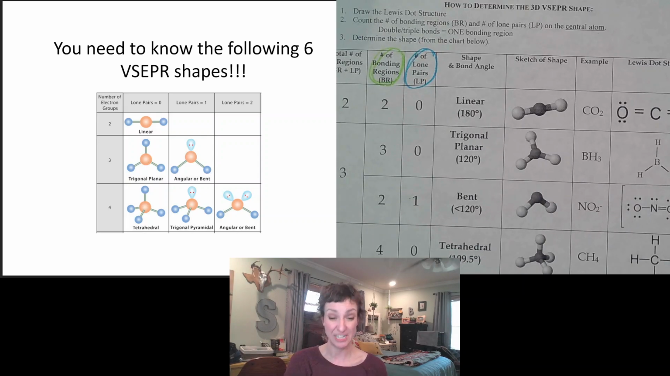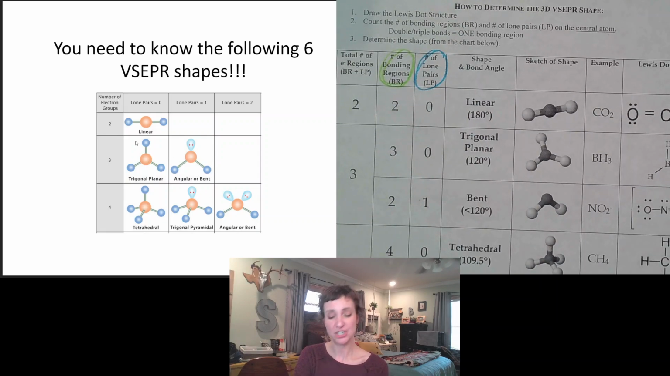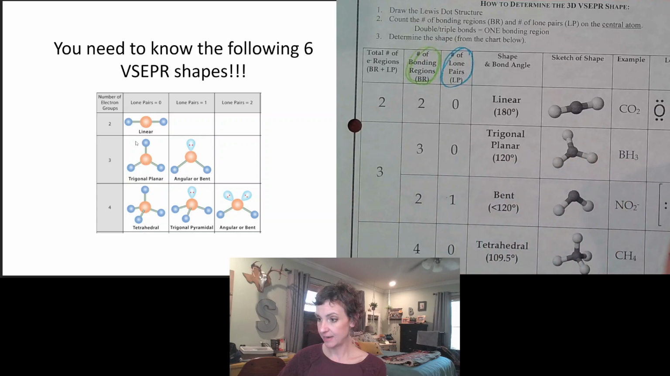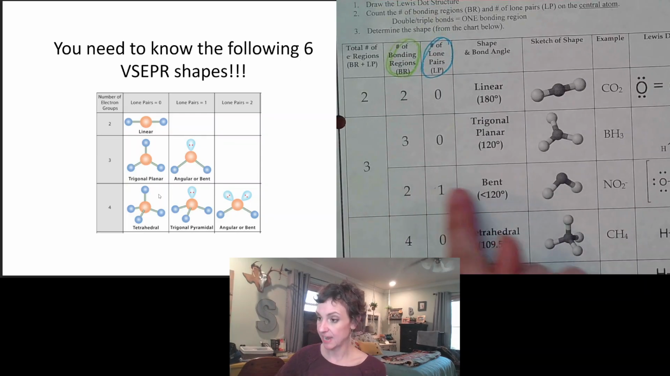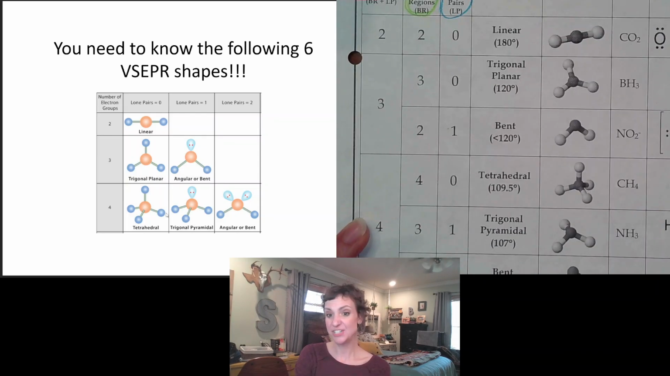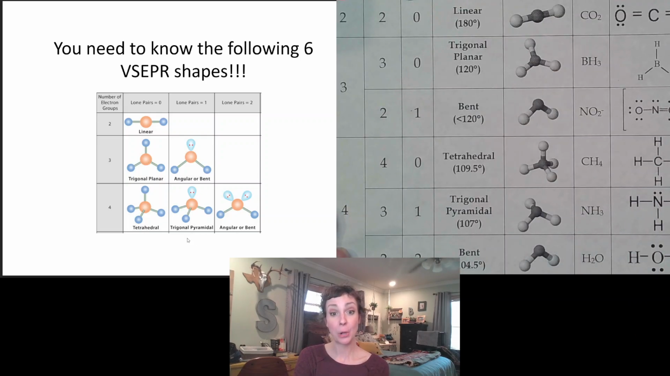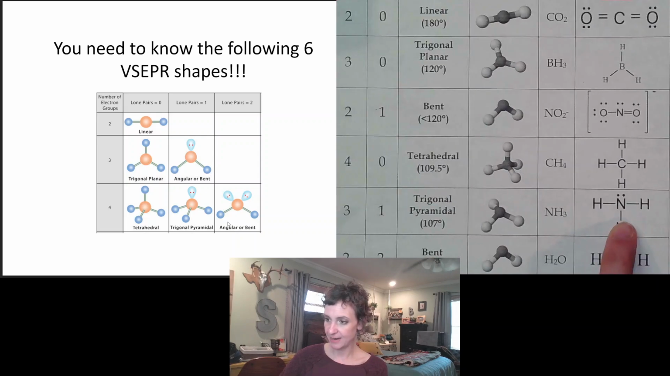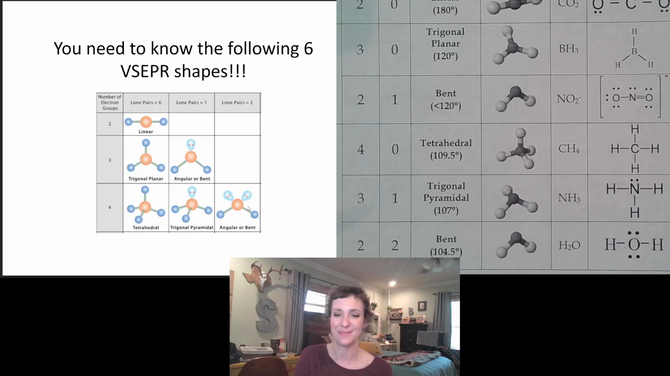Our 6 VSEPR shapes are: we have a linear shape, which is the first thing I have here. We have a trigonal planar shape, which is this guy right here. We have a bent shape, which is this guy right here. We have tetrahedral shape, which is this guy right here. Y'all were like, oh, there's my carbon tetrahydride. We have trigonal pyramidal, which is this guy right here. And then finally, we have another bent shape. You're like, what? There are two different bent shapes. Yes, there are. And we'll get into what that means.